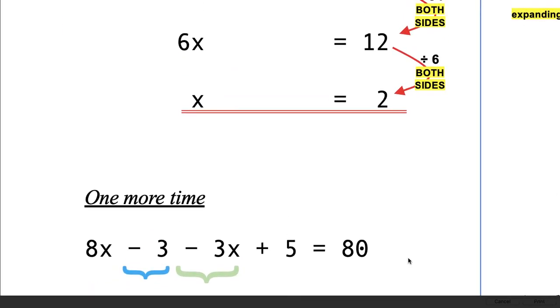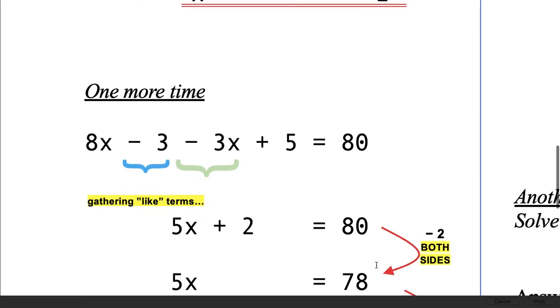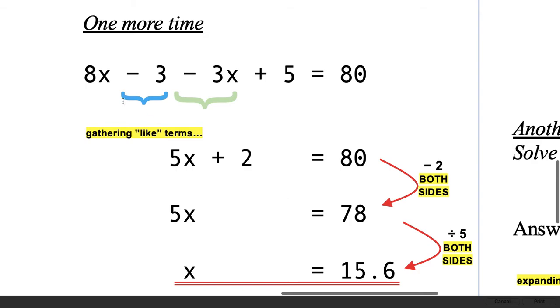Maybe you could pause the video and have a go at that one yourself. But remember, these minuses, I'll put little brackets there to remind you, belong with the thing that comes next. So 8x minus 3x plus 5 equals 80. So gathering like terms, we've got an 8x and a minus 3x that make 5x. We've got a minus 3 and a plus 5 that makes 2. So 5x plus 2 makes 80.